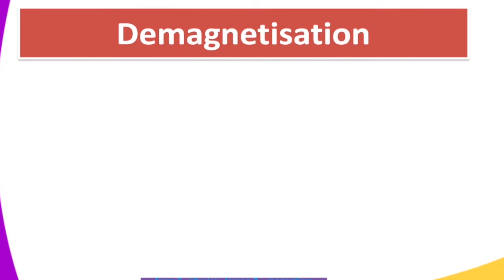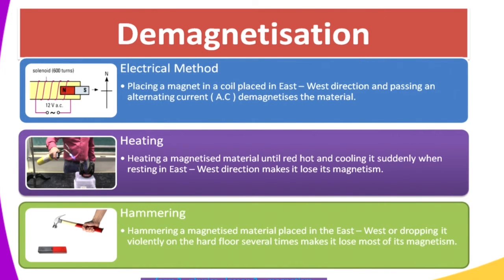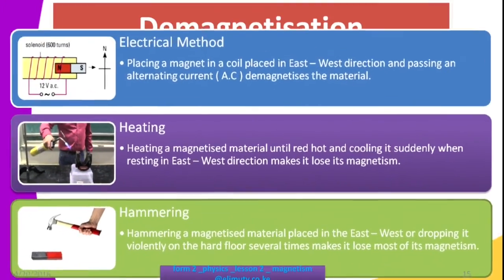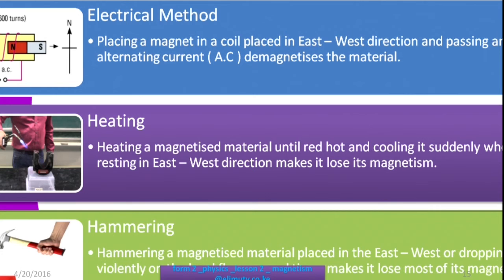We have a summary of some of the methods that can be used to demagnetize a magnetic material. Let's look at some of these methods. One is the electrical method, in which placing a magnet in a coil placed in the east-west direction and passing an alternating current demagnetizes the material. So the current must be flowing in the east-west direction, and which current should this be? It should be an alternating current, AC. The current that keeps on changing its terminals can make a magnetic material lose its magnetic property.